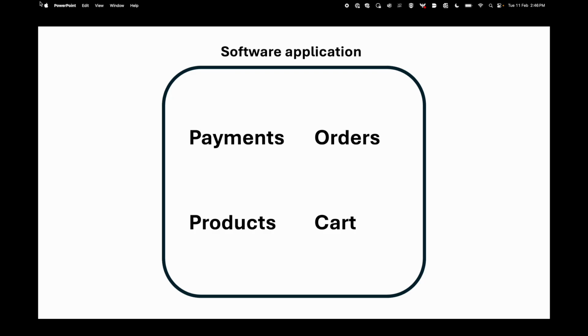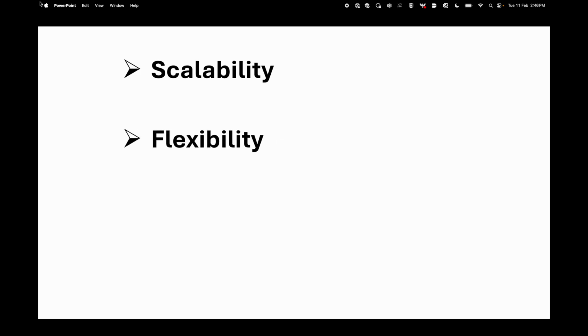Now, let's talk about some of the benefits of using microservices. The first benefit we have is scalability. As I mentioned earlier, with your microservices, you can scale individual services based on demand. And this can be more efficient than scaling an entire application running as a monolith. The next benefit we have is flexibility. So teams can work on different services simultaneously using different technologies or programming languages if needed. So you get that flexibility as well.